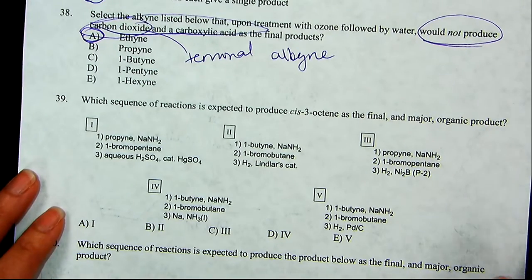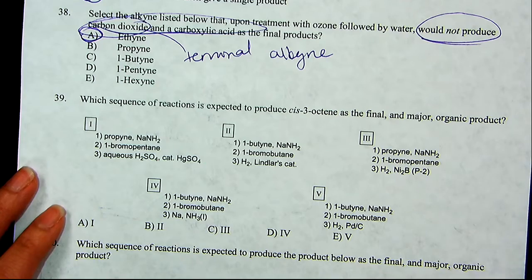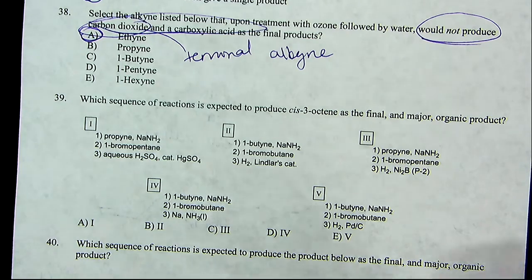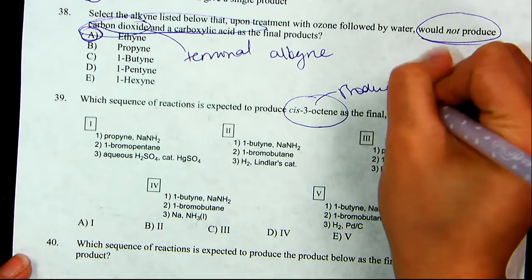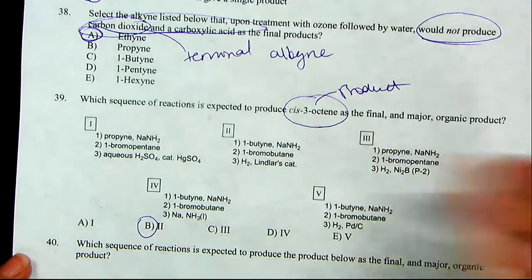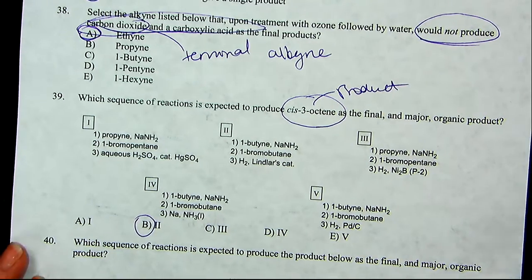Alright. Number 39, when you do the reaction for cis, what would you do to get cis-3-octene as your final product? This is going to be your product. And so that should be B. When you do the reactions behind it, it should be B.